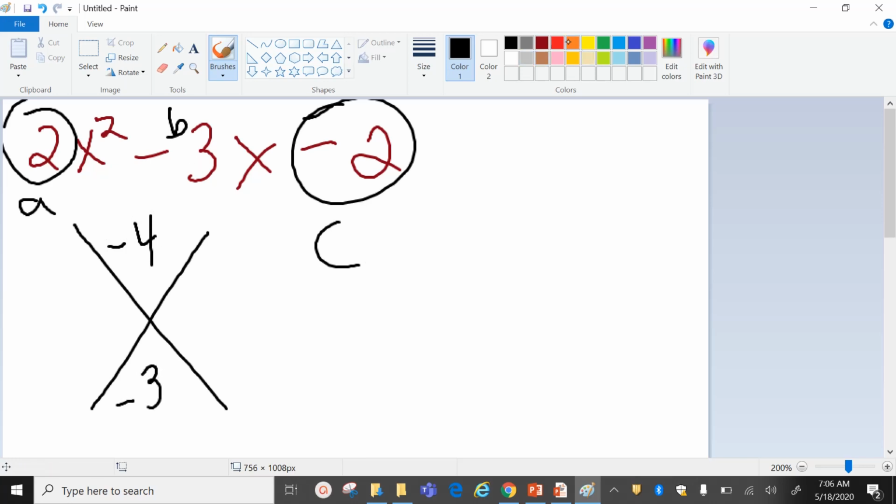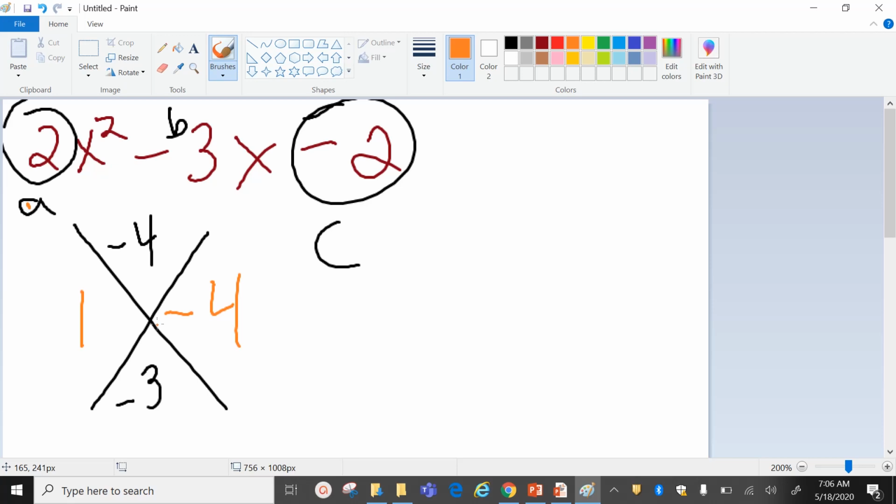And you're going to ask yourself, what two numbers multiply to give you negative 4, but add up to give you negative 3? And negative 4 times positive 1 multiply to give you negative 4 and add up to give you negative 3. Okay? So, step 1, we take A times C and we put it in our top diamond. And then we take B and put it below.